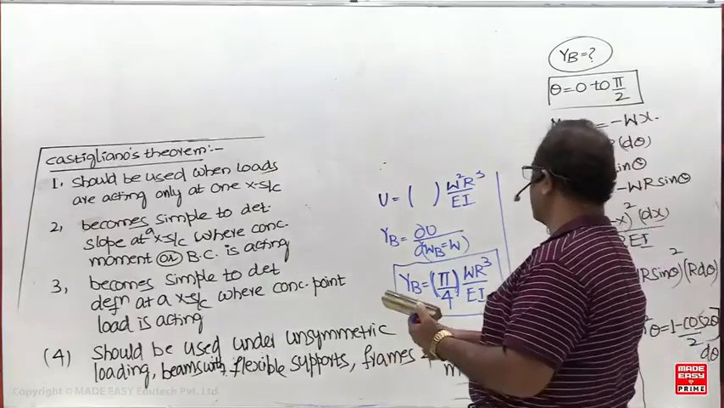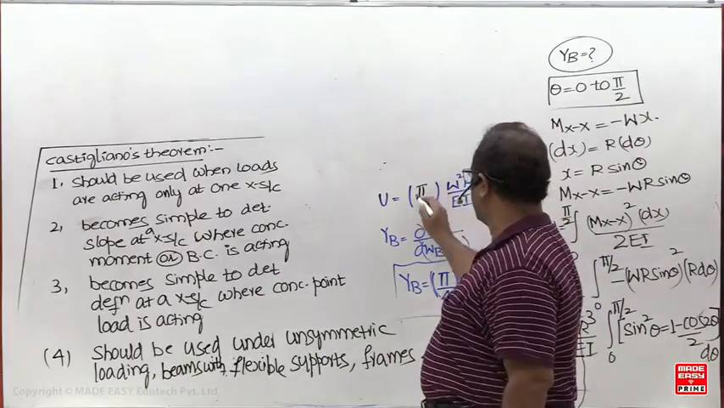This is correct only. Pi by 4 is correct. This is going to be pi by 8 will be there now.